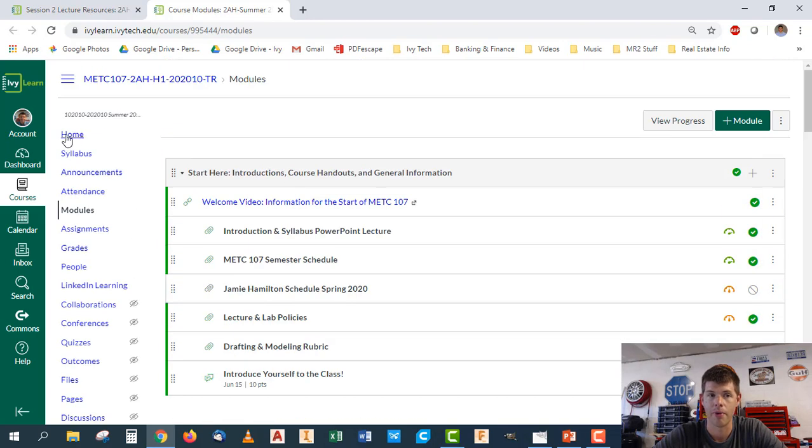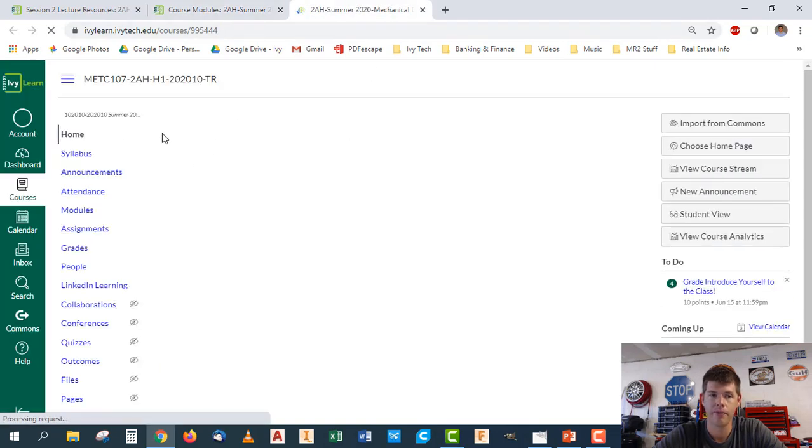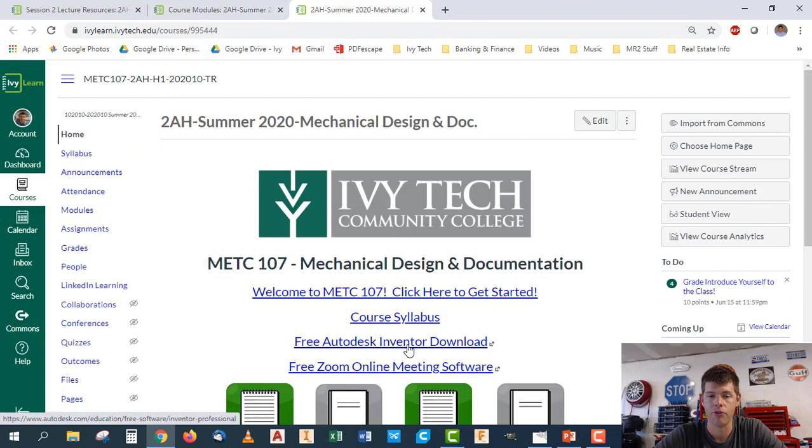So a quick friendly reminder, if you have not downloaded that already, go to the Home tab in Ivy Learn and hit the free Autodesk Inventor download button.